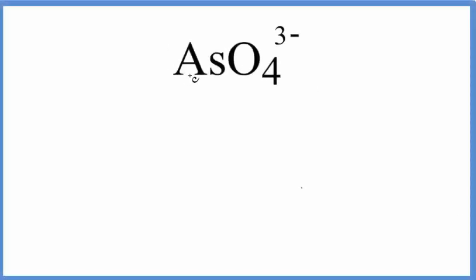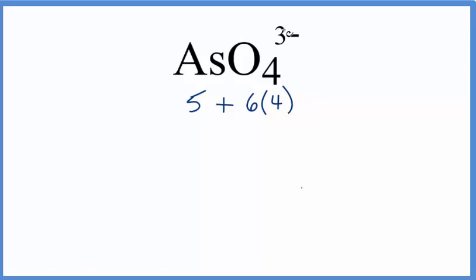To write the Lewis structure for AsO4 3-, the first thing we need to do is count up the valence electrons. So As is in group 15, sometimes called 5a. It has 5 valence electrons. Oxygen here, group 16, sometimes called 6a, has 6 valence electrons, and we have 4 oxygen atoms.